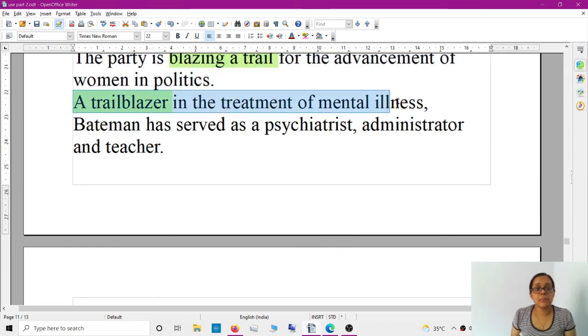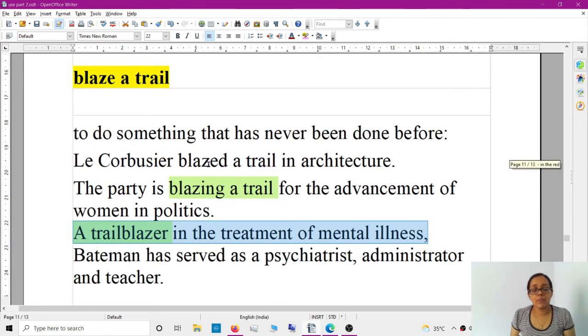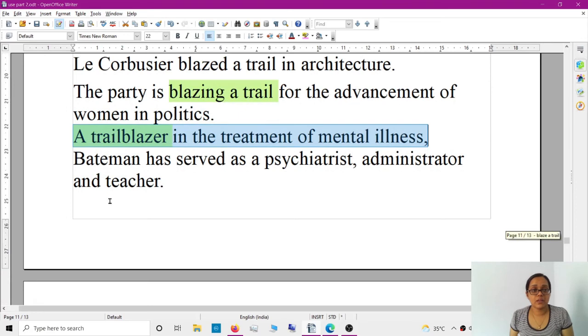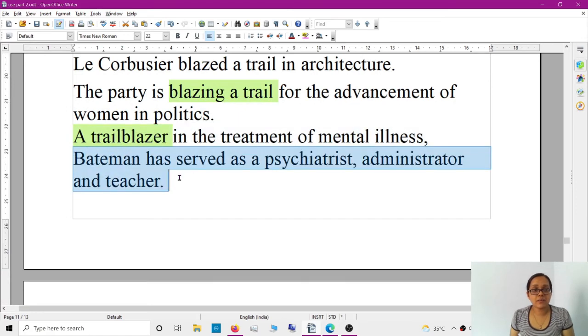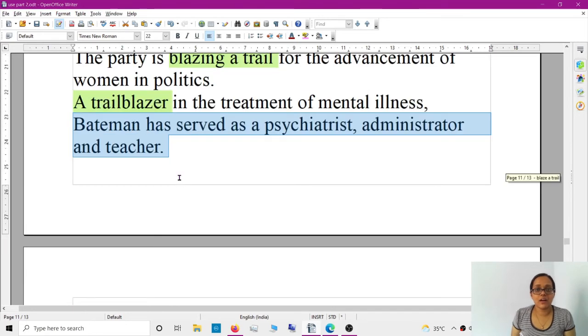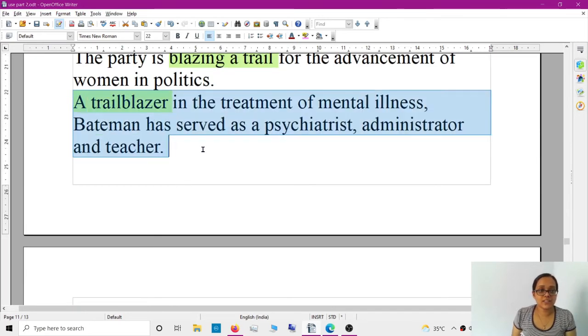A trail blazes, blazing a trailblazer. This is a complete sentence: a trailblazer in the treatment of mental illness.